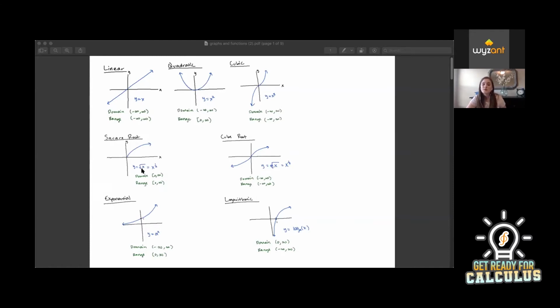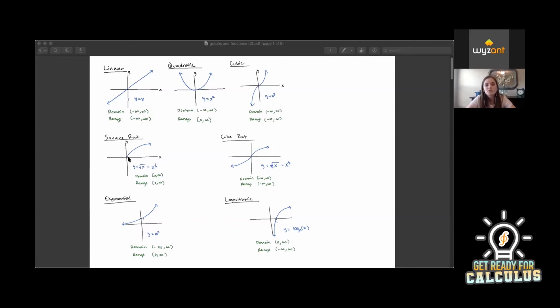In a square root, you can't have negative x's. So this is the first time we've seen the domain restricted so far. The domain is only going to go from 0 to infinity. It's okay to have a 0 there. You just can't have a negative 1 inside of a square root. If you've learned about imaginary numbers, that's why.